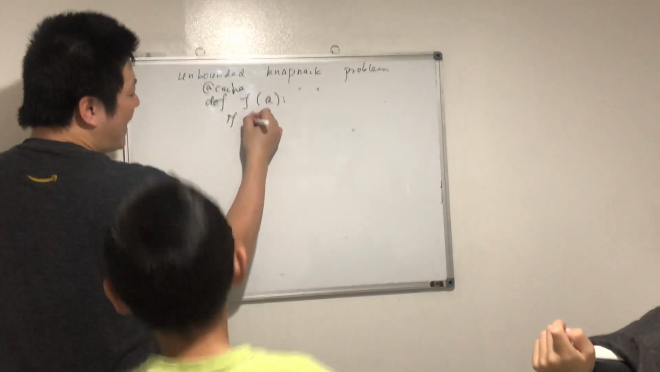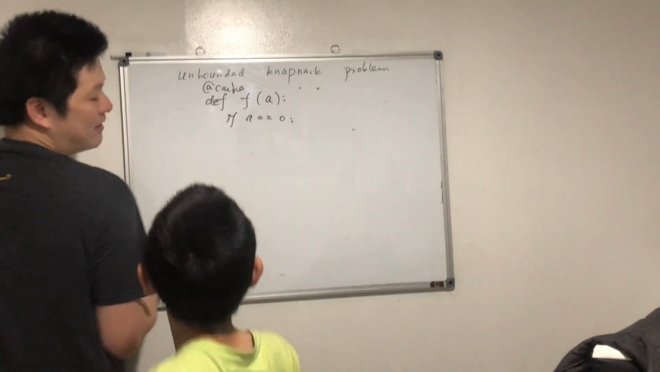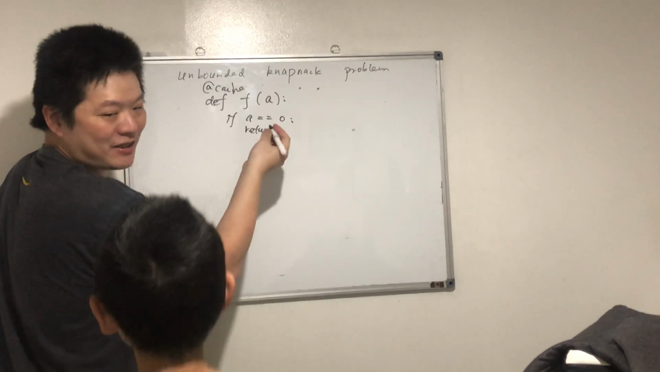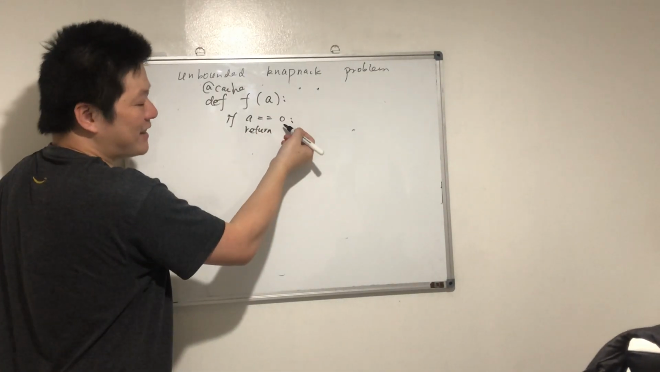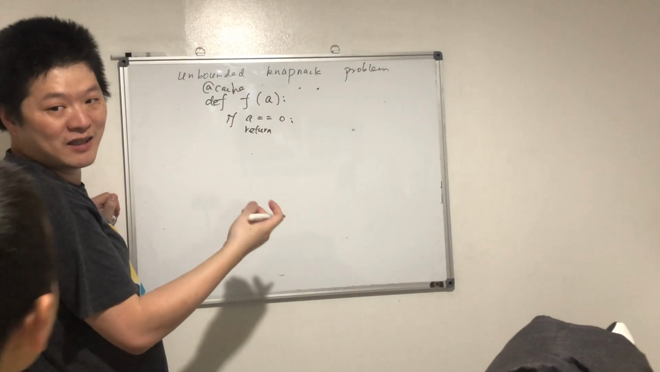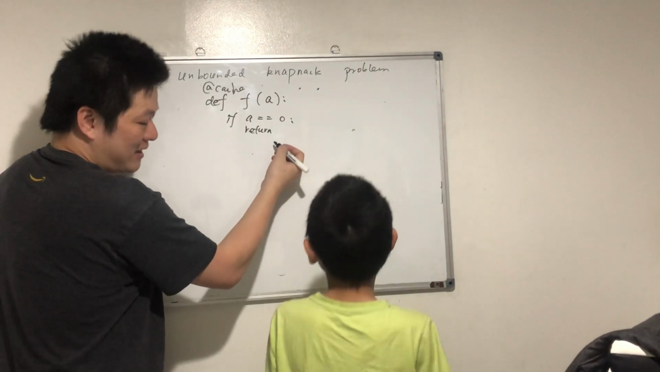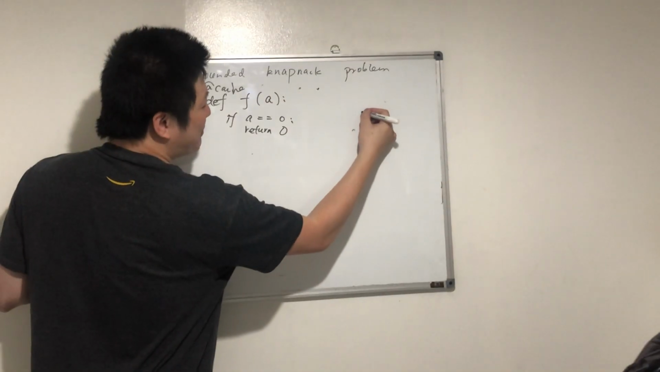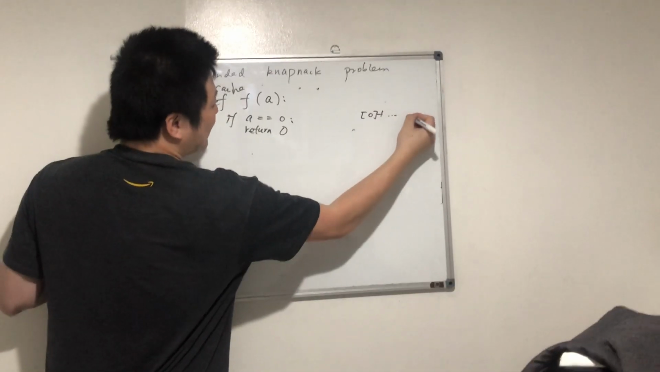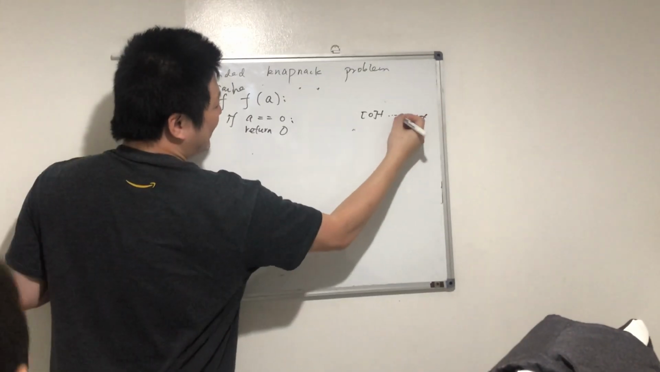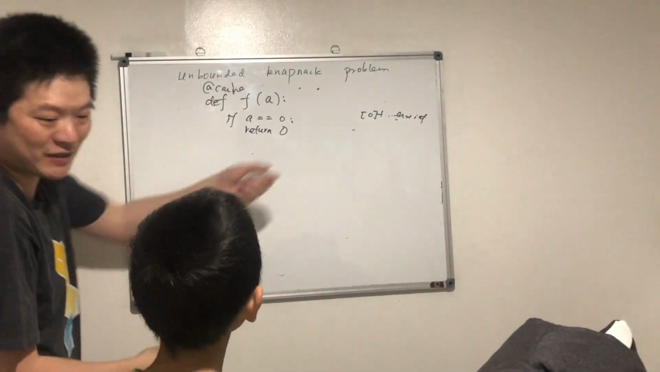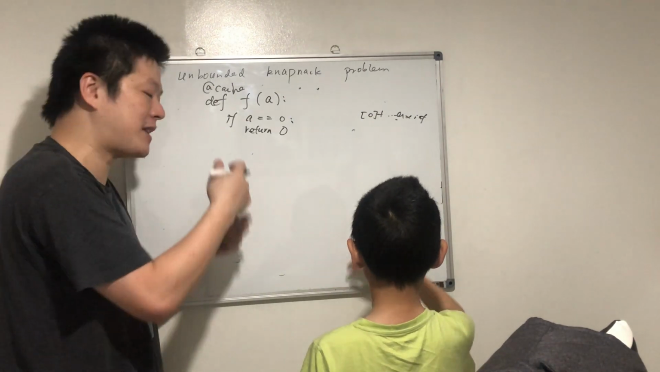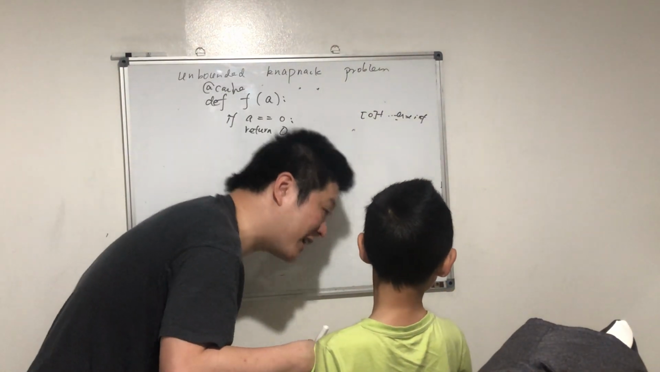If A equals 0, what? We need to define a base condition, which is if A equals 0, return what? Return 0. Remember that thing, dp equals 0 plus A times infinity, right? Remember the previous one, but basically it's the same idea, just a different implementation, yeah?